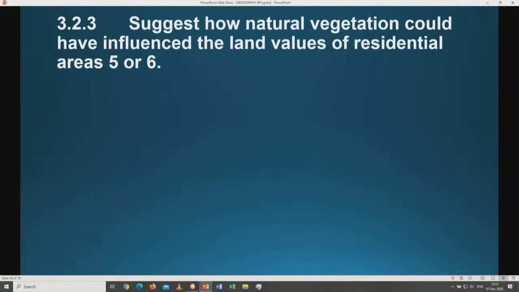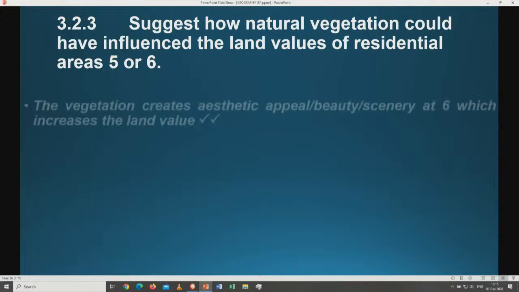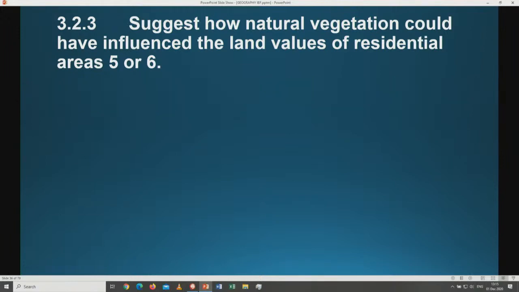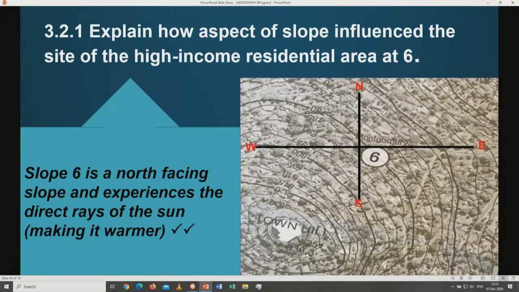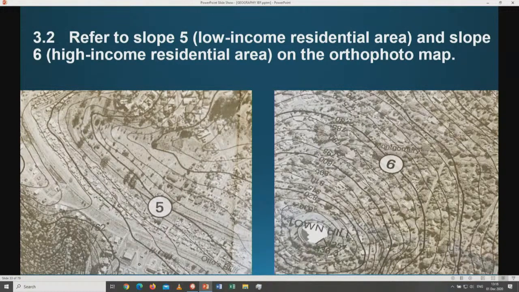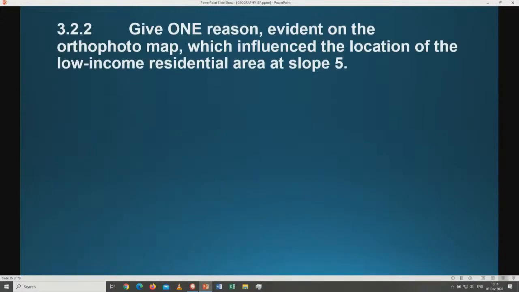Suggest how the natural vegetation could have influenced the land value of residential area 5 or 6. When you look at these two residential areas again, grade 12, let me just go back to this. Residential area 5, which is the low income, has fewer vegetation compared to residential area 6, which is the high income residential area. It has many vegetation. There are many trees there. Now, how do the trees influence the value of the land?